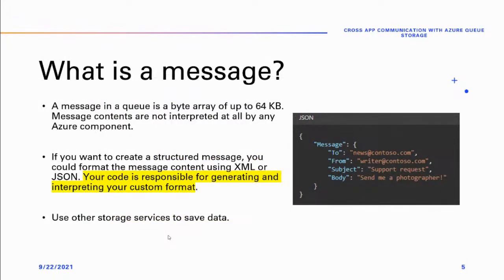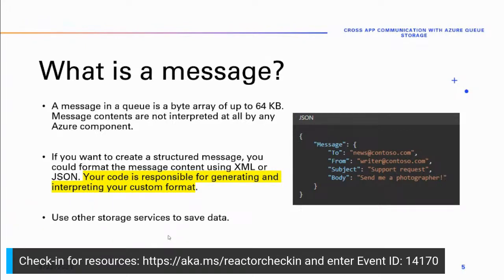Let's take a look at this message example that I have here. You can see we have JSON, and in the JSON we have the actual message. We have a to, a from, a subject and body, key value pairs here. And it is a byte array of up to 64 kilobytes. And the message contents are not interpreted at all by any Azure component. I'll talk a little bit more about this when we go to the slide where we talk about how we could, via code, access a queue.